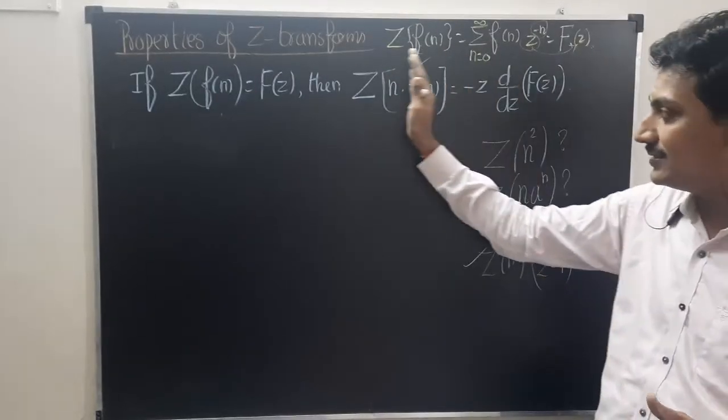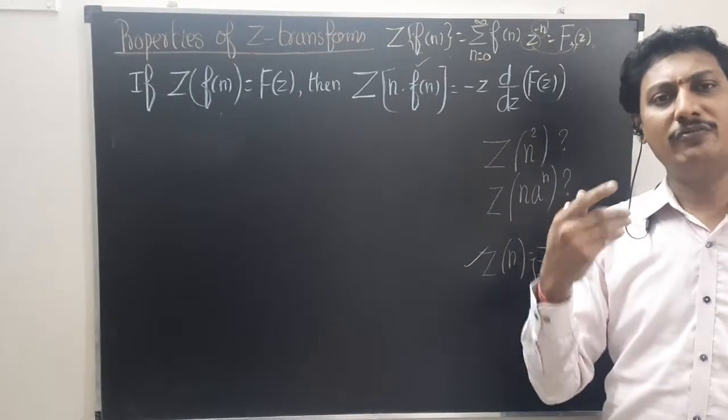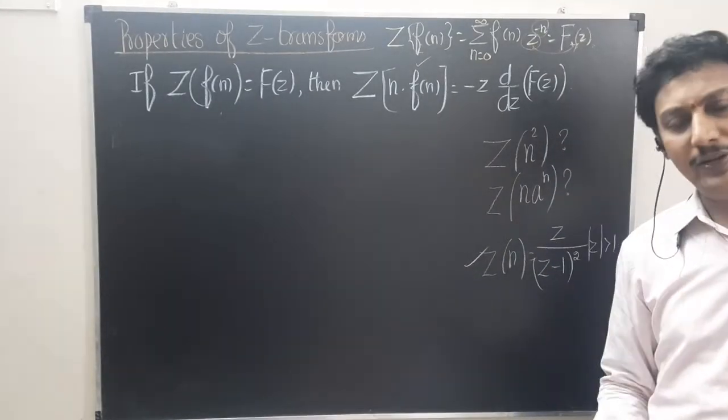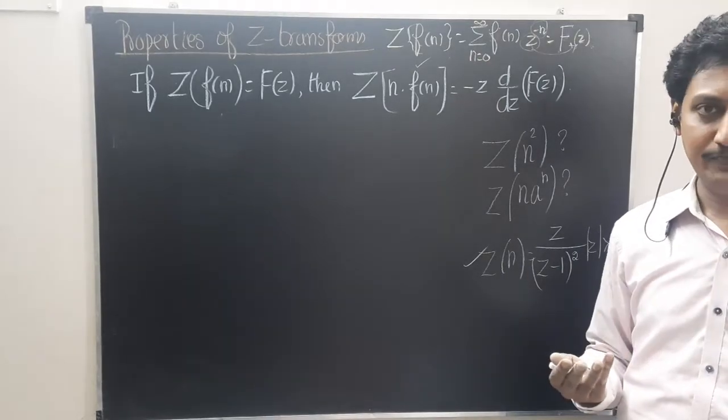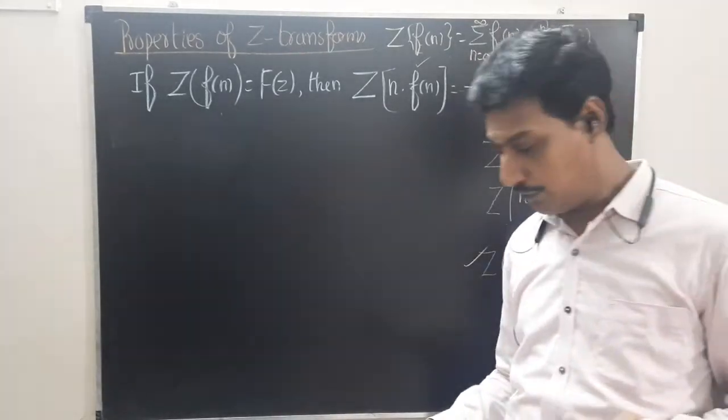So once we prove this result, then we can easily find out Z transform of n squared, Z transform of n power 3, Z transform of n by a power n, etc. It's very easy for us. So shall we go for this proof?